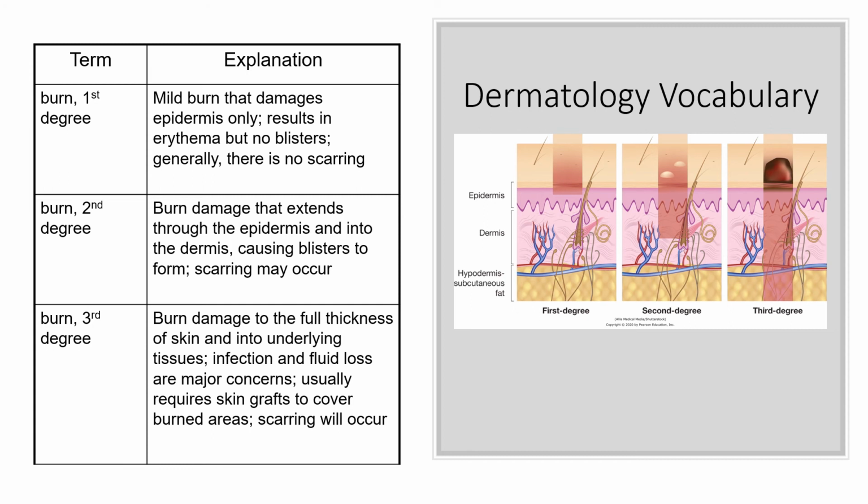First degree burn is a mild burn that damages only the epidermis. It can result in erythema, which is a reddening of the skin, but no blisters, and usually there will be no scarring. A second degree burn is going to extend through the epidermis and into the next layer called the dermis. And this is going to cause blisters to form and scarring could occur.